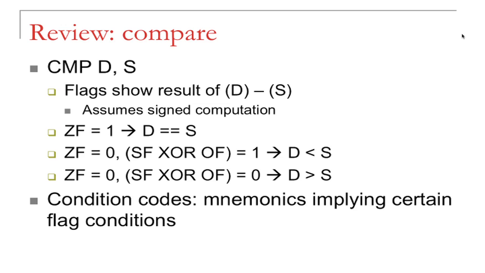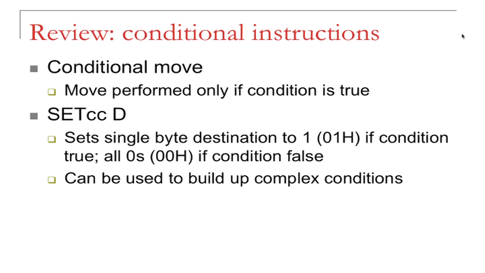And we talked about condition codes. These are mnemonics to imply certain flag conditions. It could be a combination of flag bits. We talked a little bit about conditional move, and we'll spend some time on SETcc, which is to set the byte to FF if the condition is true. Otherwise, the destination will be all zeros. And these SETcc instructions can be used to build up complex conditions.